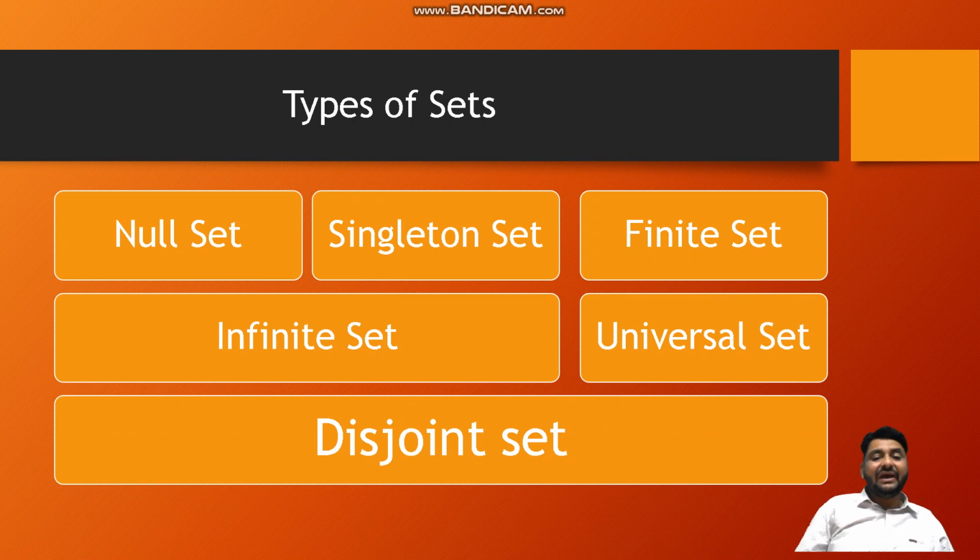Now types of sets. How many types of sets? We have six types of sets: null sets, singleton sets, finite sets, infinite sets, universal sets, disjoint sets. So we have six types of sets.